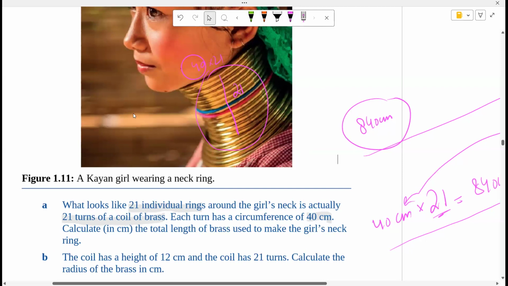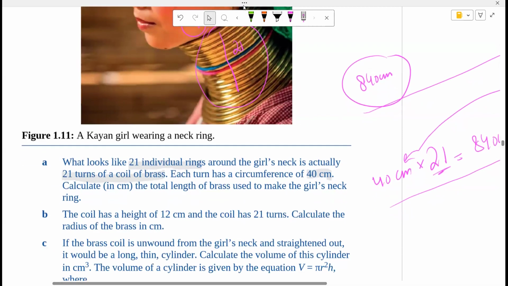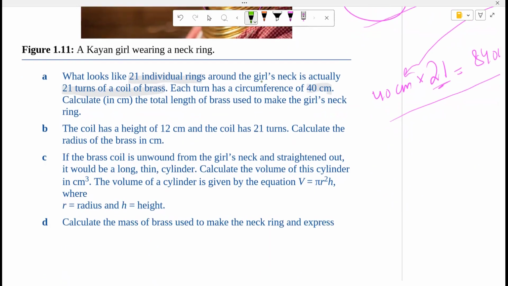Should we go to the next part? अब circumference क्या होता है? This hole is considered as the circumference, right? Okay. Which means the diameter.